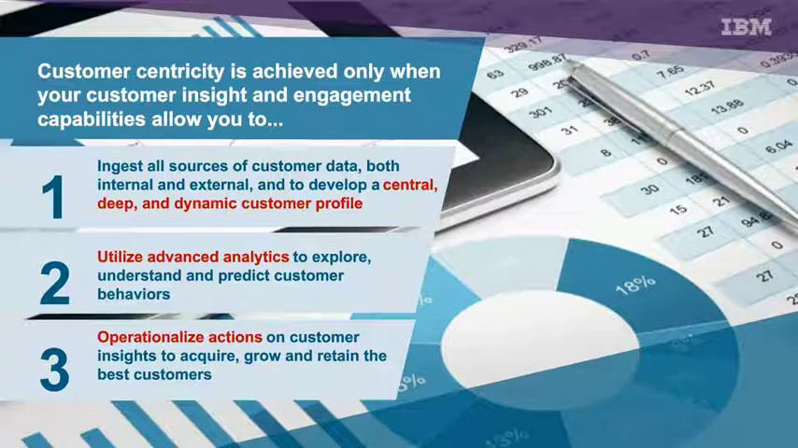What I'm talking about here is we're trying to ingest all sources of data, right? We talked about all different types of data in the previous slide. At the same time, we are trying to utilize advanced analytics. I'll come back to exactly what I mean there. We're trying to use advanced analytics to explore, understand, and predict customer behavior. The first important thing right here is the data. What type of data sets you have, what you're collecting, what you're storing, what you're trying to analyze, and how exactly you're trying to do that, right?